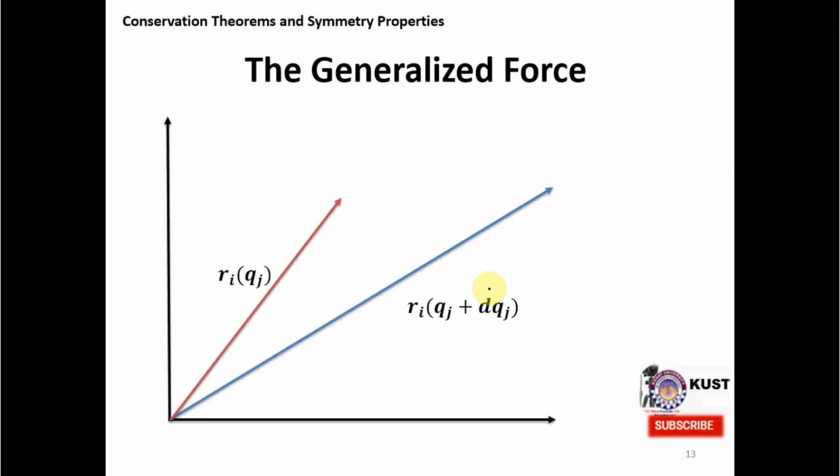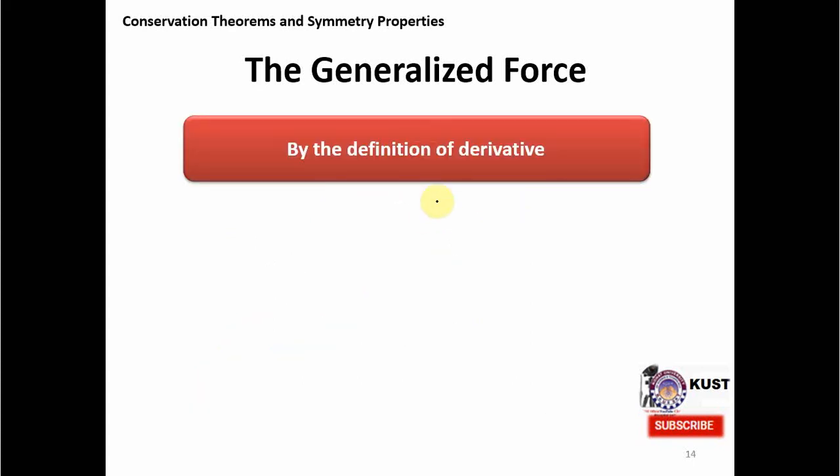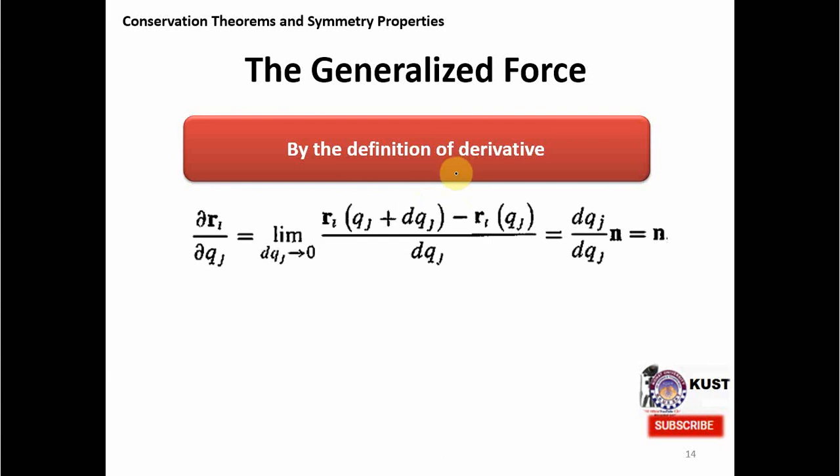So first of all, you schematically see that r as a function of q and r as a function of q plus dq are related to each other, and their difference is dq. So by the definition of derivative, you know that del r by del q, in the limit when dq tends to 0, as we have seen in the previous schematic diagram, is r of q plus dq minus r of q, divided by dq. This is the derivative, and this is the unit vector over here, but this cancels out, and we see that this derivative is the unit vector.